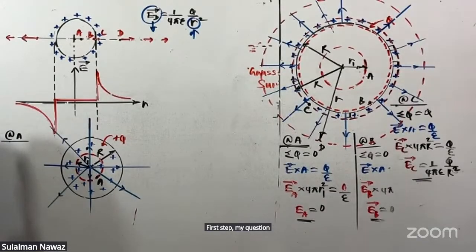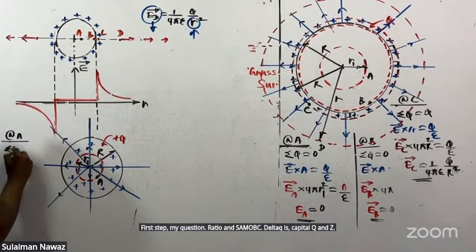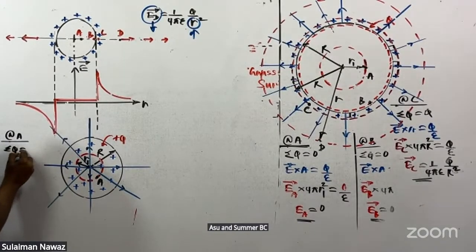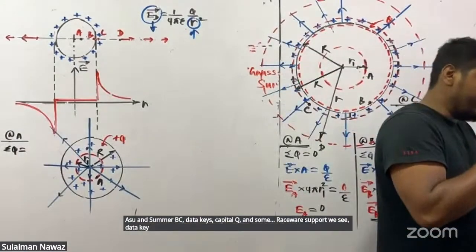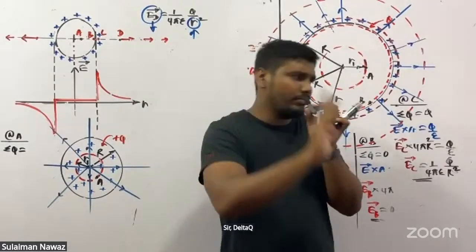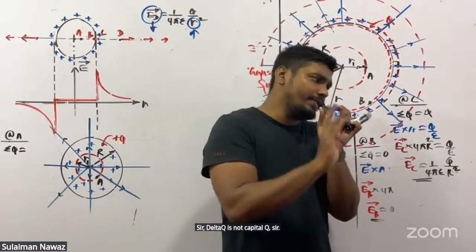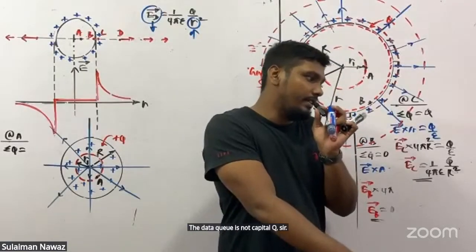My question: how would we say delta Q is capital Q? Answer: sir, delta Q is not capital Q. So delta Q is not capital Q.